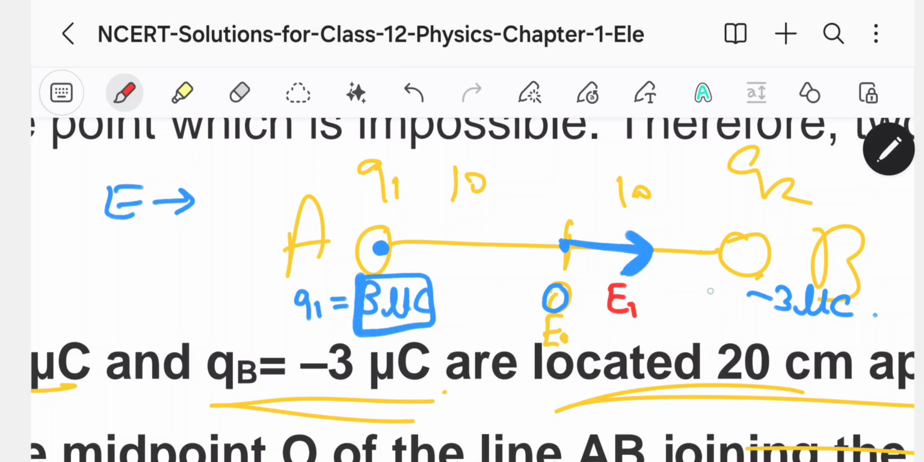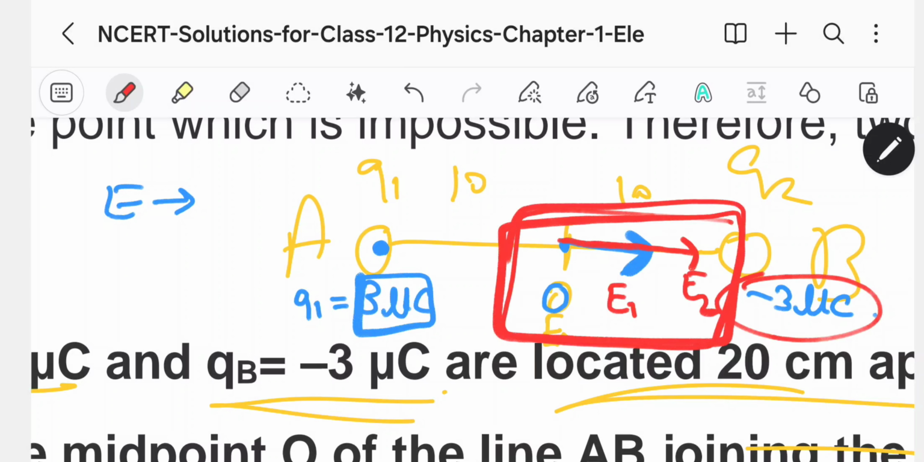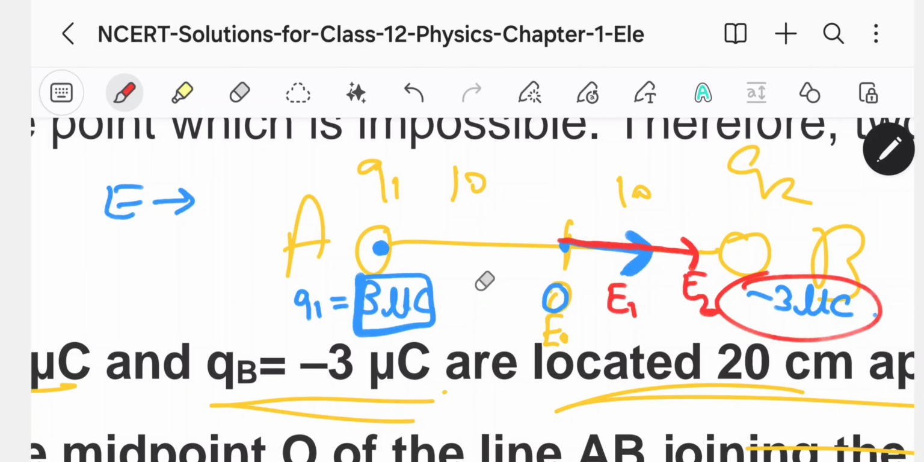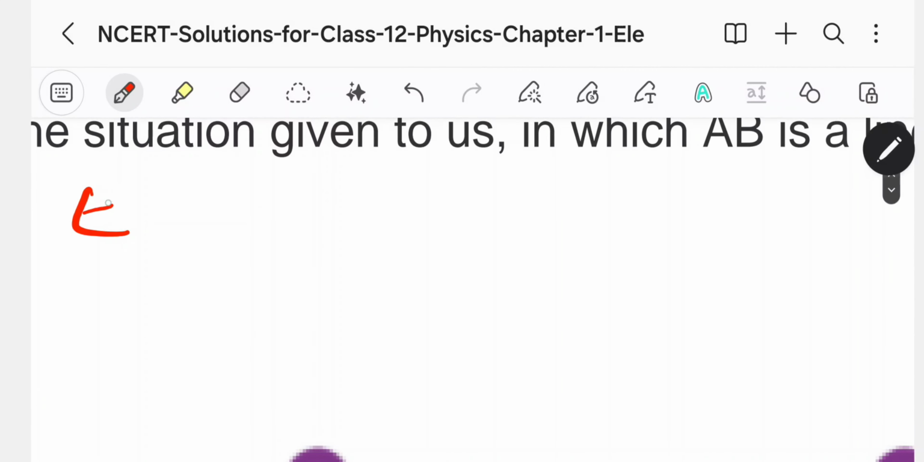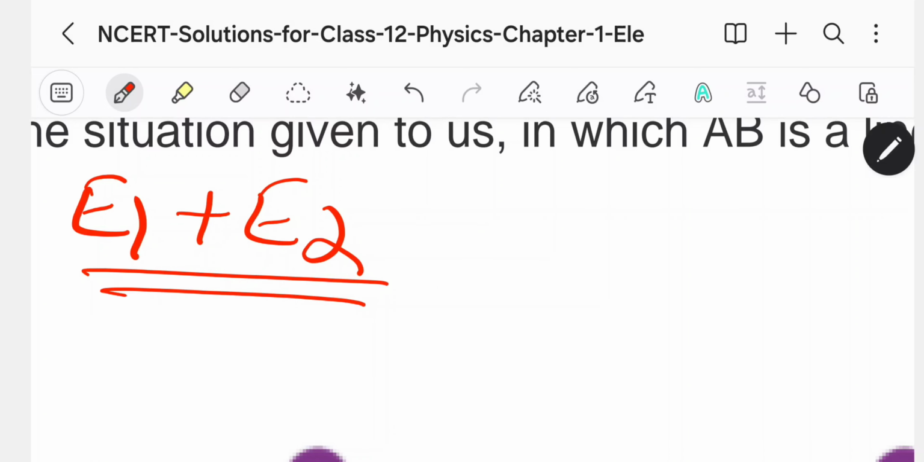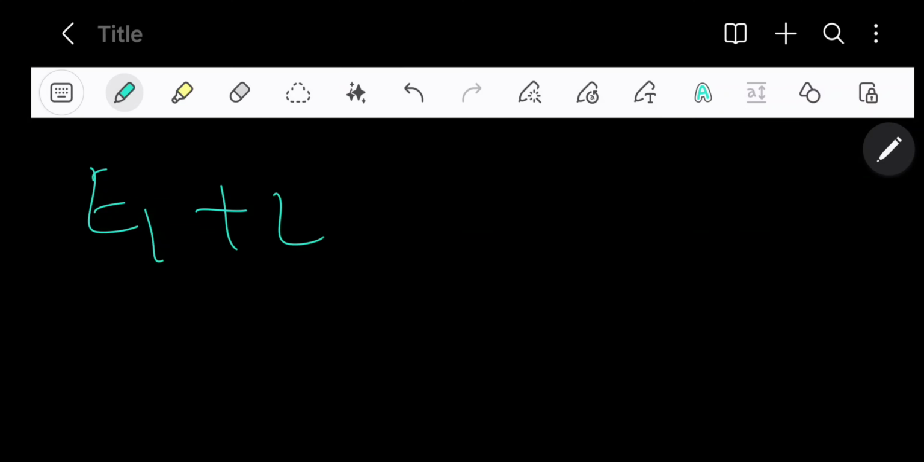E1. Okay, we'll just take E1, and E2 will go towards negative, since this is negative. So we'll mark this E2, going towards negative. Now what happens over here, you can see that it's adding, it's on the same side, so we'll add the resultant magnitudes. We'll just add E1 and E2, and we'll get the answer. So E1 plus E2 will give you the electric field E at point O.